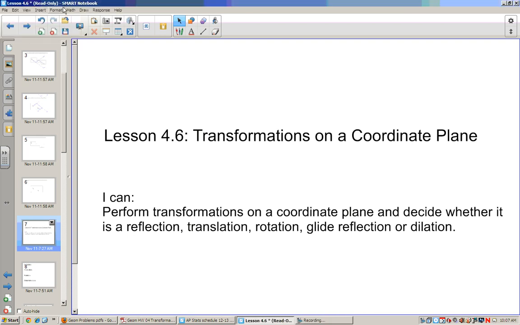Today we're going to be doing transformations in a coordinate plane. Now for this, it would help if you have some graph paper to do this lesson. By the end of the day, I hope you can say, I can perform transformations on a coordinate plane and decide whether it's a reflection, translation, rotation, glide reflection, or dilation. Now a dilation, we haven't talked much about yet, but that just makes an object larger or smaller.